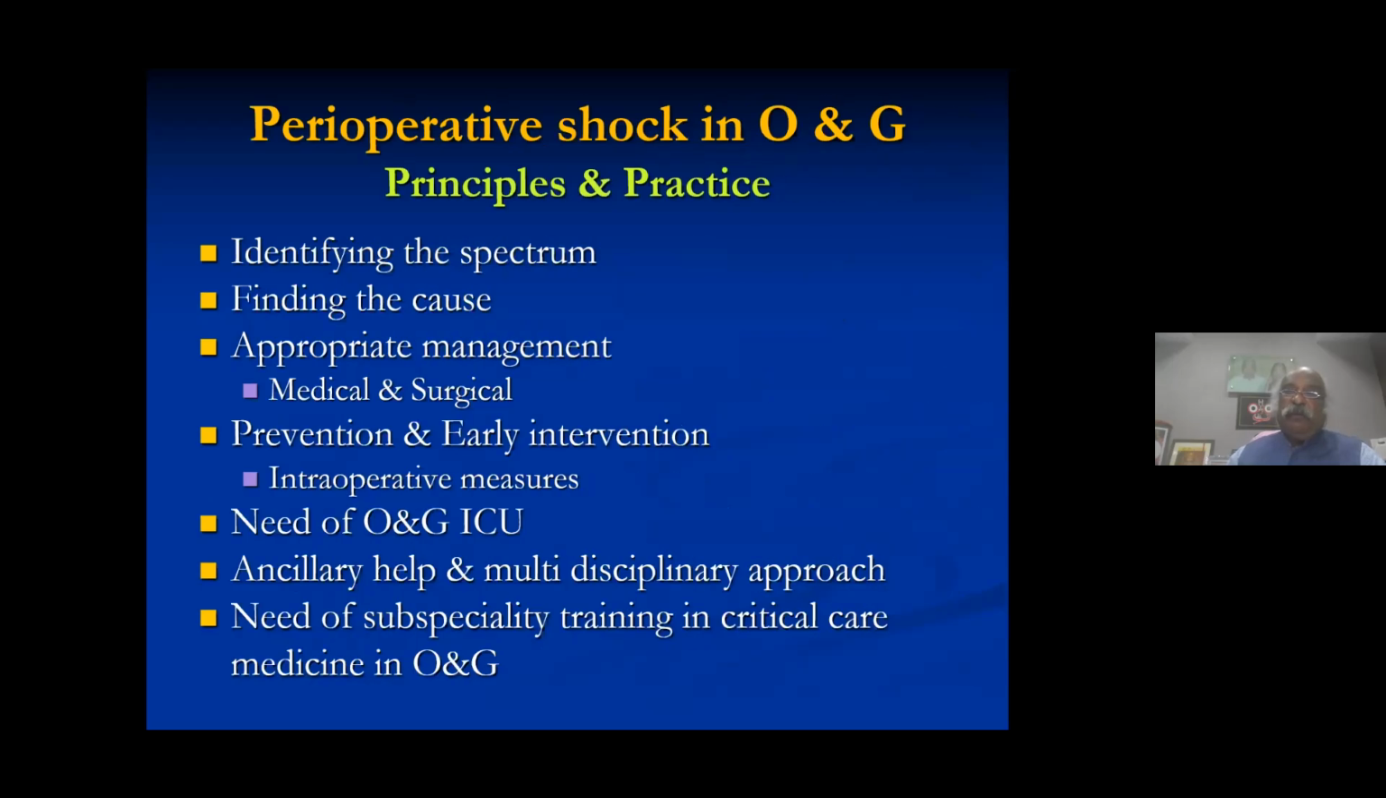So therefore, perioperative shock in obstetrics and gynecology: the principles and practice are identifying the spectrum and division into the 4 different varieties and categories, finding the cause and appropriate treatment by medical as well as surgical methods. Prevention and early intervention is important, particularly intraoperative measures. During the time of surgery, in the OT itself, you have to be very vigilant on the preventive aspect as well as early intervention. And there is a need of obstetric and gynec ICU. So intensive care is important.